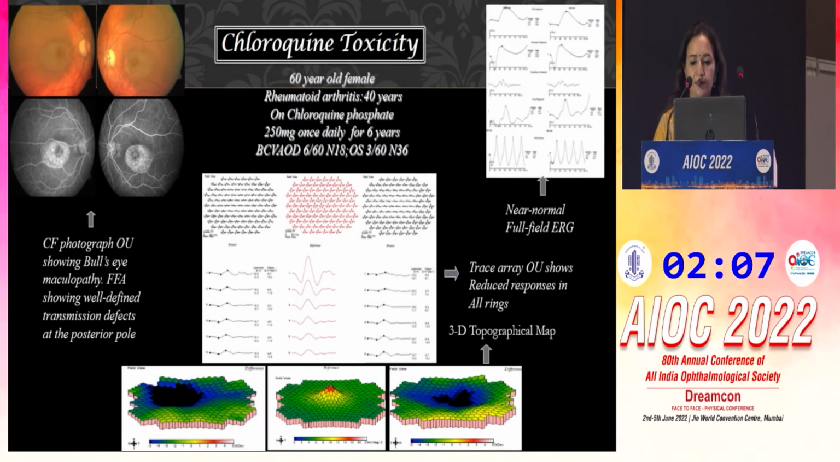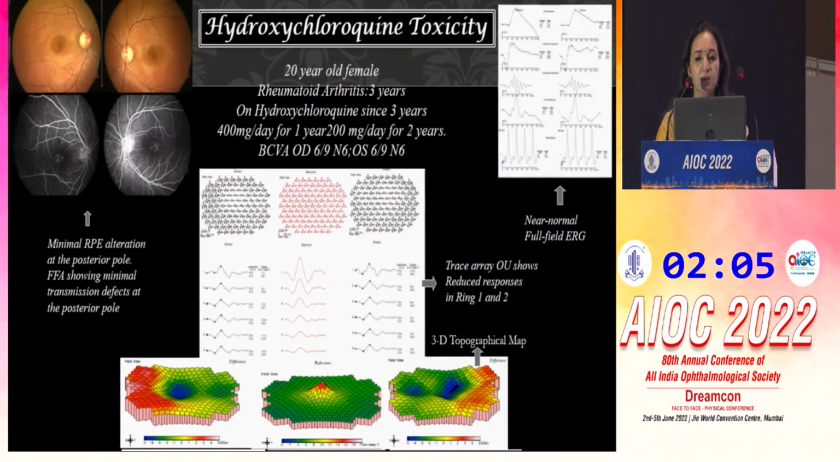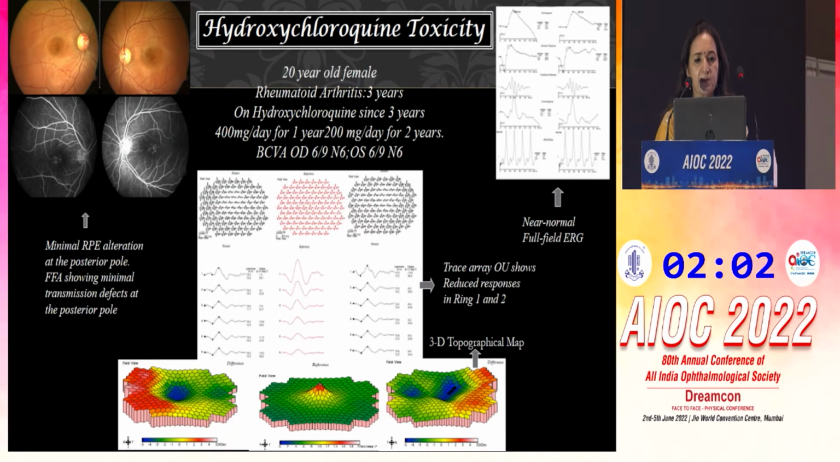You can see that in HCQ toxicity, very subtle changes are seen only in the foveal area, and a full-field ERG is normal, and there is no way you can detect it on full-field ERG.